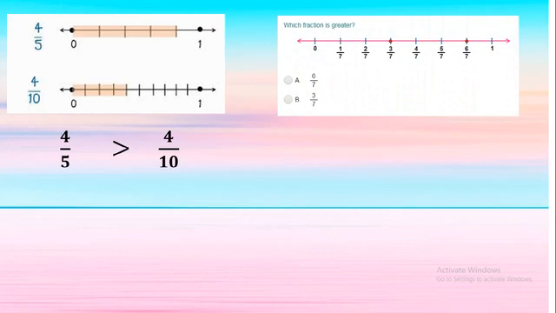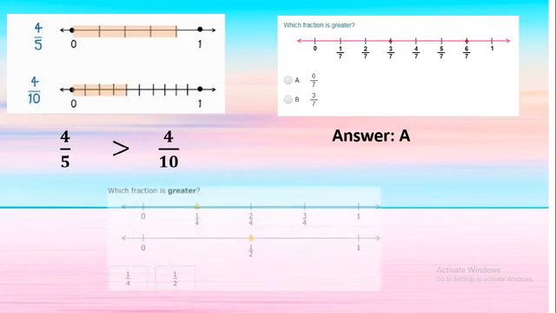Now let's have another example. Which fraction is greater? Is it 3/7 or 6/7? Remember, a number at the right side of a fraction has a greater value. So which fraction is greater? A, 6/7 or B, 3/7? It's letter A, 6/7. Very good.